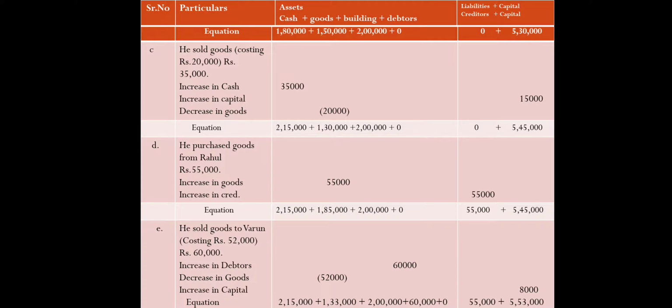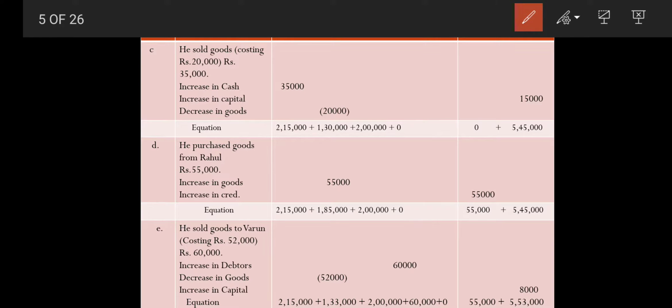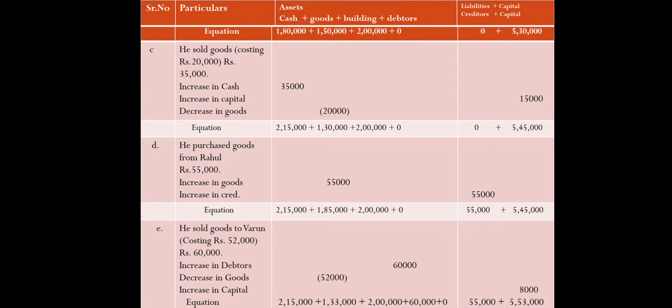Then comes your next transaction. He sold goods costing 20,000 for rupees 35,000. In this scenario we are decreasing our goods, at the same time we are increasing our cash, and we are increasing our capital because we incurred a profit of rupees 15,000. In this case there is no requirement of a new column, as we already have the cash and goods columns ready. So 35,000 will be added in cash, goods will be reduced by 20,000, and 15,000 is the profit we are going to earn.